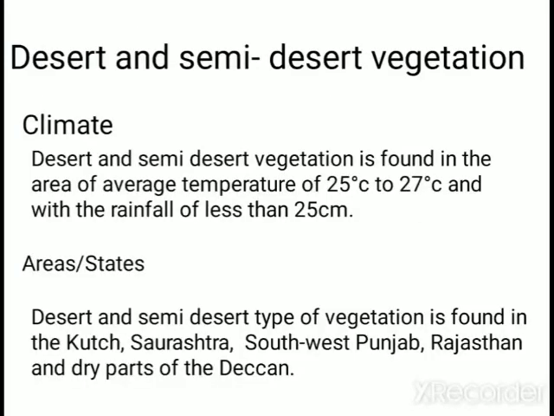The third type of vegetation is desert and semi-desert vegetation. The climatic condition required: it is found in areas of average temperature of 25 degrees Celsius to 27 degrees Celsius and with rainfall of less than 25 centimeters. The areas or the states where this type of vegetation is found are Kutch, Saurashtra, Southwest Punjab, Rajasthan and dry parts of the Deccan.